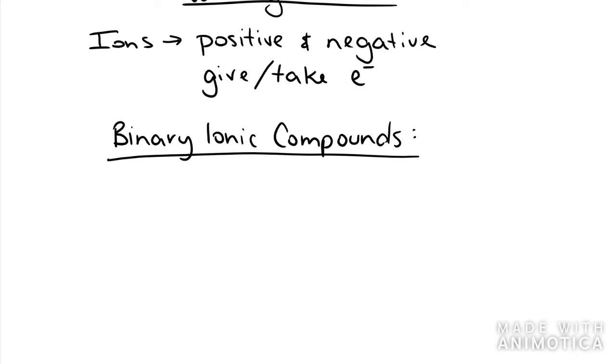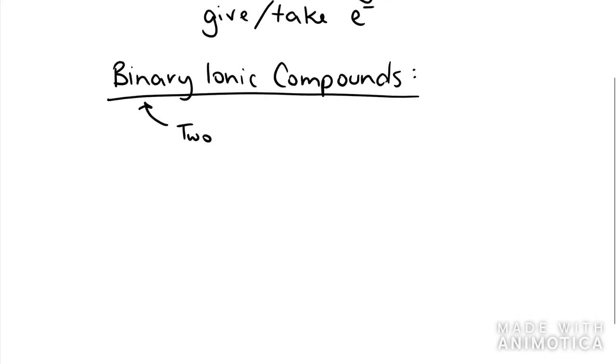So binary ionic compound. Let's break this down first. So binary means 2. Ionic means there's going to be ions, a positive and negative, and compounds, it just means that there's multiple elements together. So if we're going to be writing formulas, we're going to be given the name.